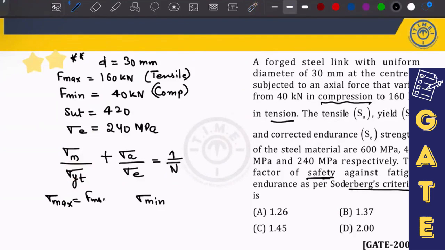Sigma maximum means F max divided by area, and sigma minimum is F minimum divided by area. So please solve. What is the value of maximum stress and minimum stress?